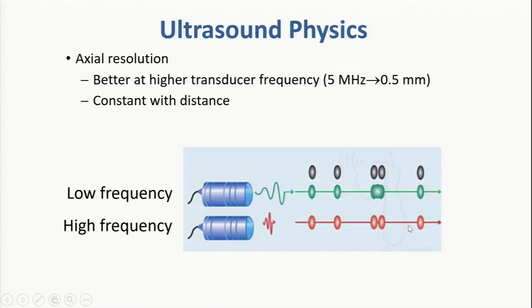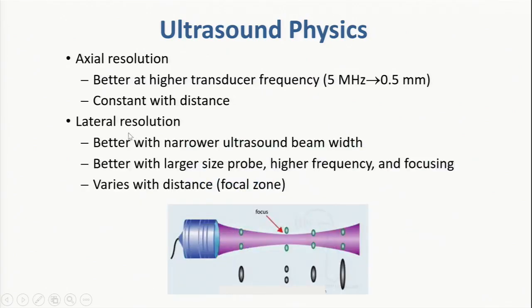But here with the higher frequency transducer, it has that better axial resolution, and you can see them as 2 distinct objects. All right, now for lateral resolution, this is better with a narrower ultrasound beam. So the ultrasound beam can have a width. Here it's wide. It becomes narrower and wider again.